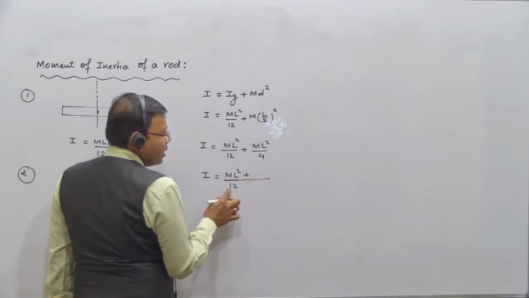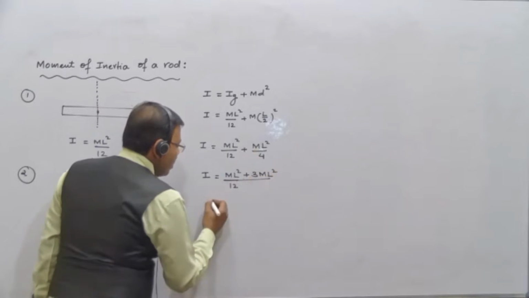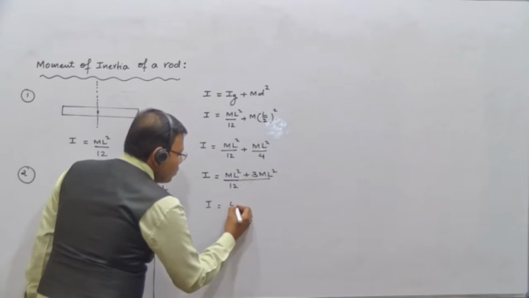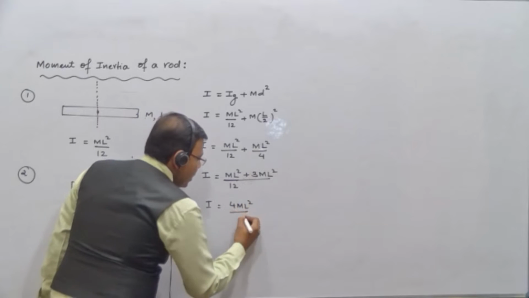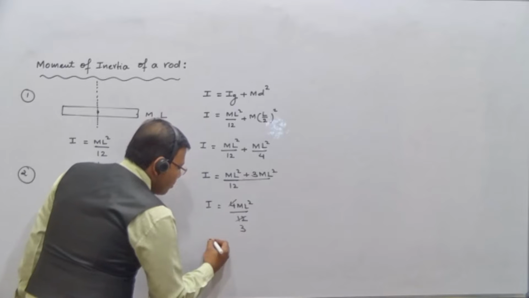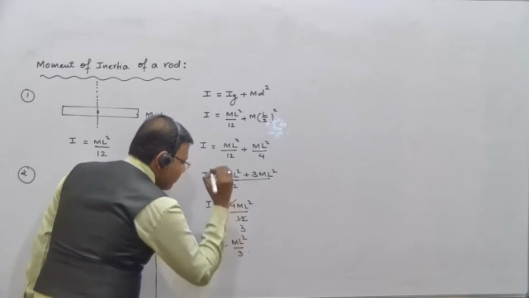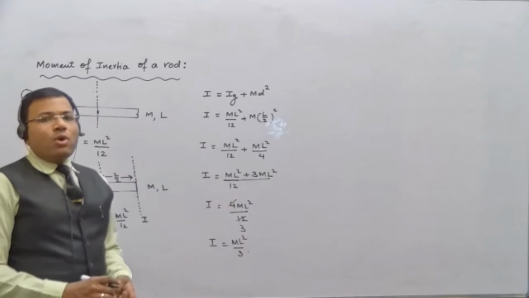If you take 12 by 4, it is 3. So I'll take it as 3 ml square. Now I is equal to 4 ml square by 12. This is how much? We are having 3. So the moment of inertia about one end is ml square by 3. This is the general expression that I have derived.